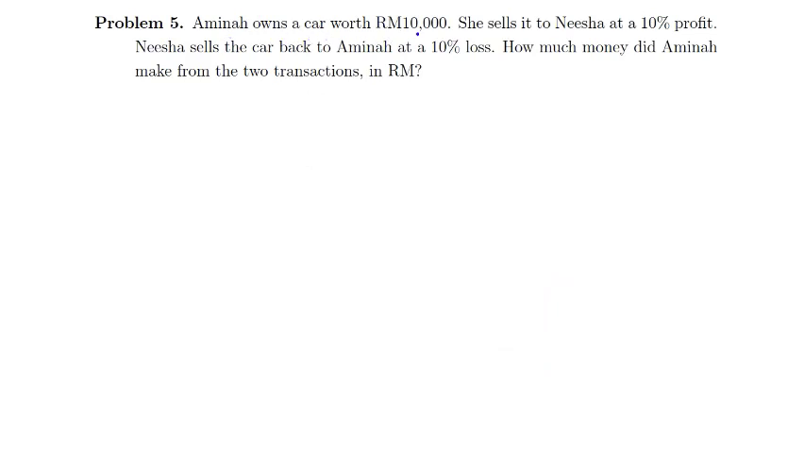Primary category, problem number 5. Amina owns a car worth 10,000. She sells it to Nisha at a 10% profit, Nisha sells the car back to Amina at a 10% loss. How much money did Amina make from the two transactions in RM?